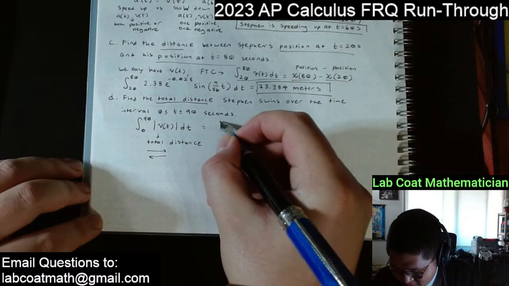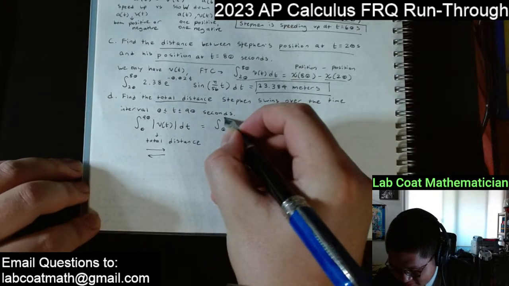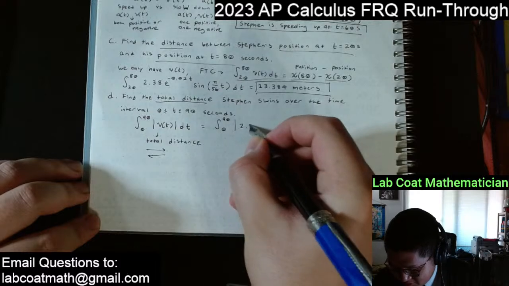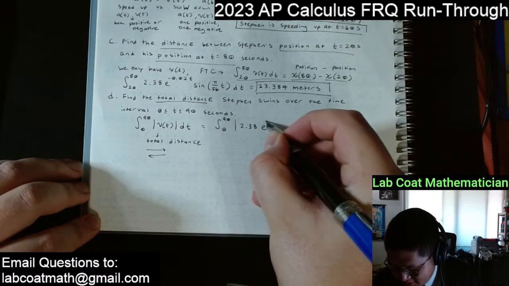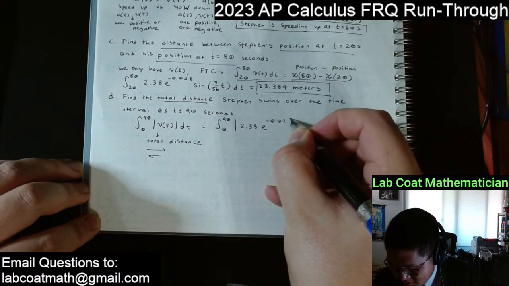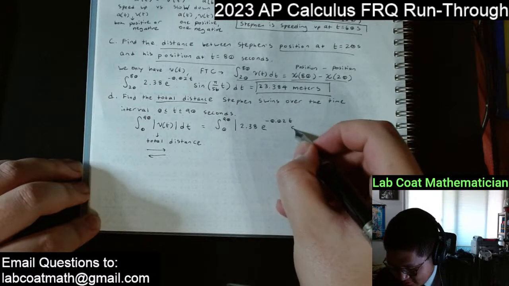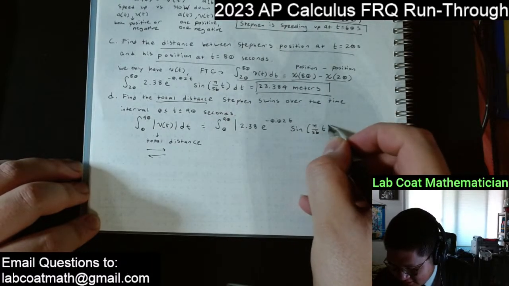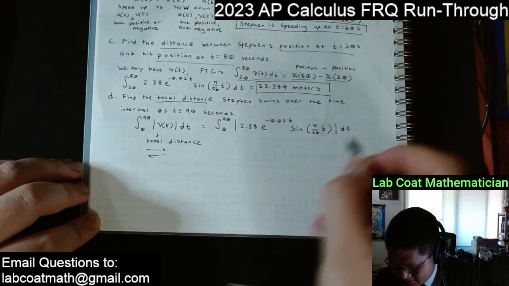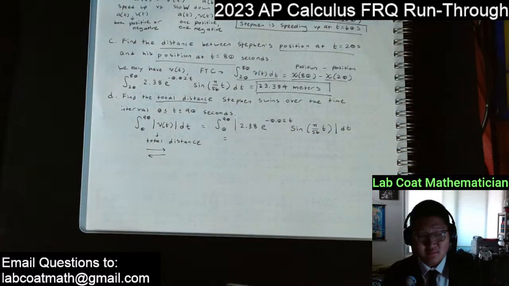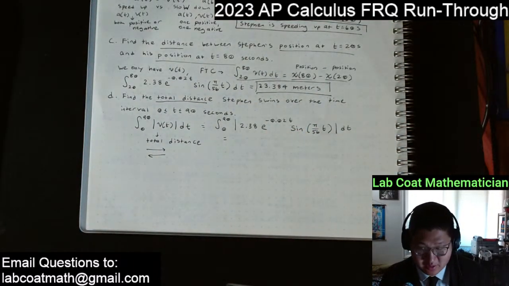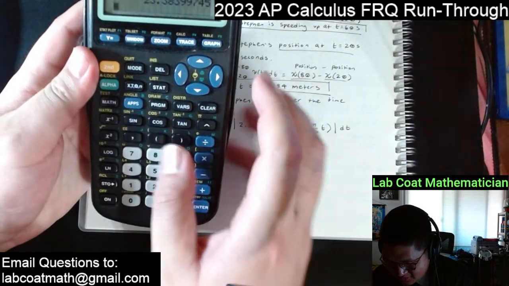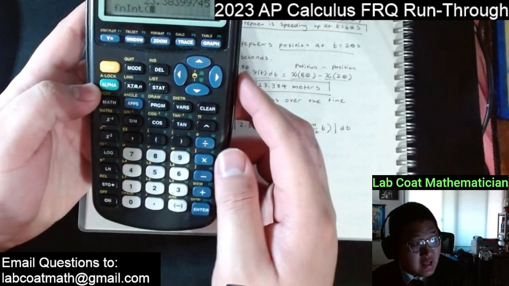Okay, so with that, we can then just plug right in for the velocity function inside of the absolute value. So that's going to be 2.38 multiplied by e raised to the negative 0.02 multiplied by t, multiplied by the sine of pi over 56 multiplied by t, dt. Okay, so that should go ahead pretty nicely. So with that, we can then put into our function integral now.